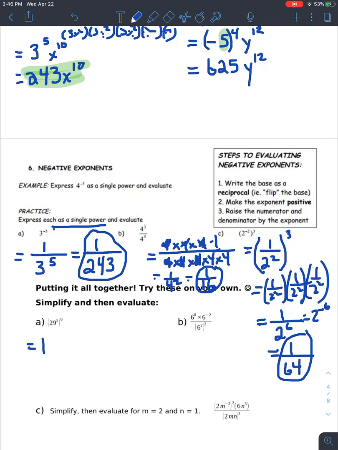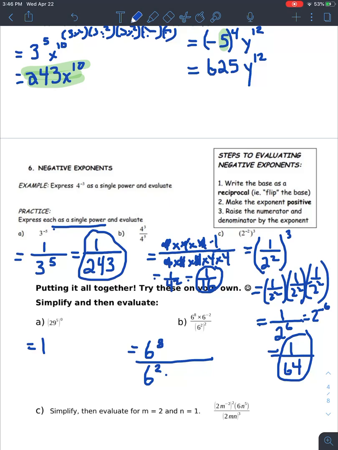Part B, let's say 6 to the power of 8 times 6 to the power of negative 2. I'm going to rewrite it. Now, there's a lot of different ways. You might have done this differently than me. You've got 6 to the power of 8. 6 to the power of negative 2 is actually just 6 to the power of 2 on the bottom. So I'm just going to take this and put it to the bottom with a positive exponent. Now I've got 6 to the 2 on the bottom.